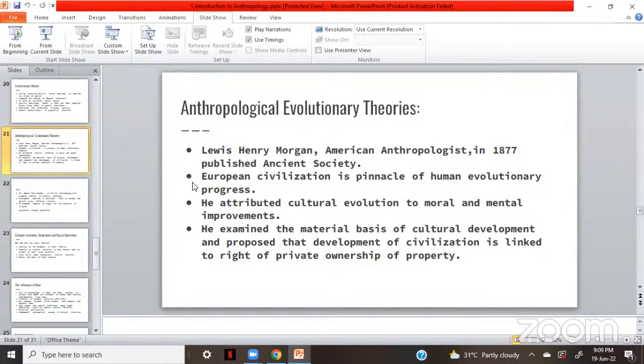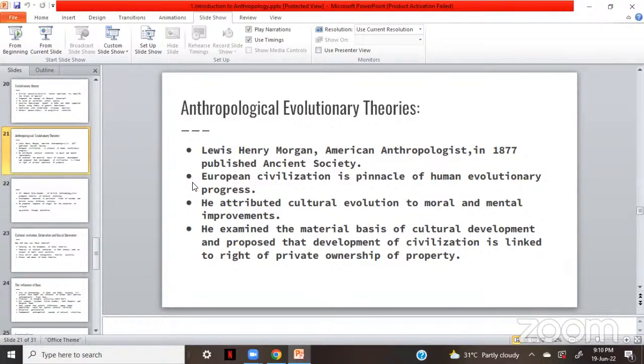Like I said before, most of these theories were labeled as racist. They were labeled as offensive to the larger humanity because they labeled European society as the pinnacle of human evolutionary progress, which naturally assumed that all the rest of the cultures were primitive as compared to European society. In one way, it also provided justification to the colonizers and supported their narrative that all the other societies would benefit from the rule of the British or the French or different European nations who ruled elsewhere.